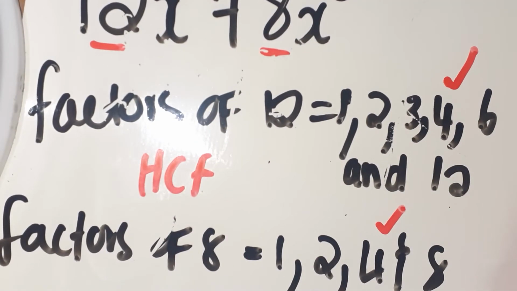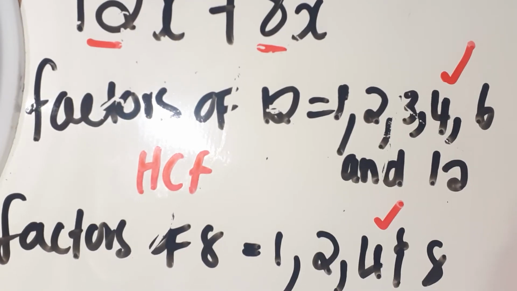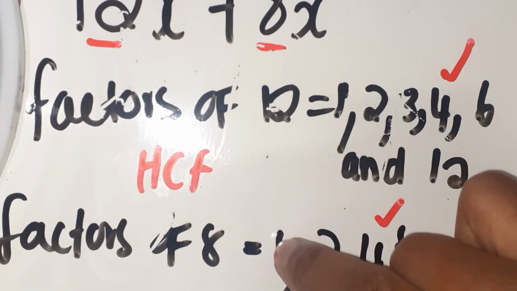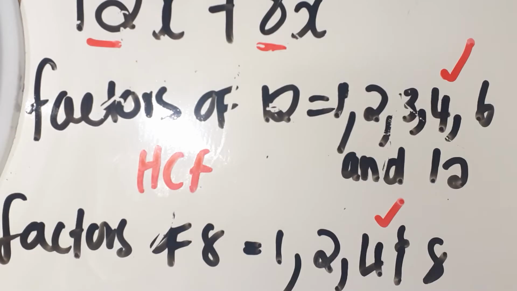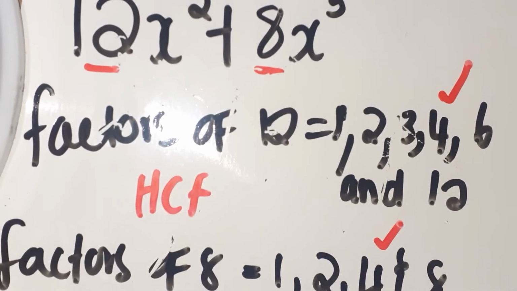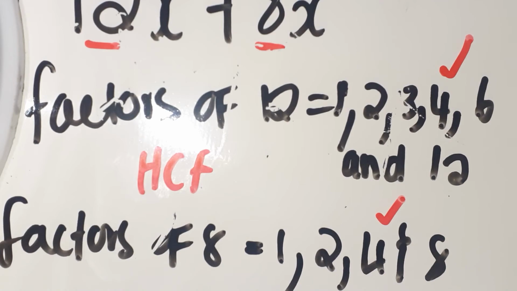And then for 8, you say 8 times 1 gives you 8, so 8 and 1 are factors of 8. And 4 times 2 gives you 8, so 2 and 4 are factors of 8. You have 1 as a factor of 8 and of 12, and 2 as a factor of 8 and of 12. But you take the highest common factor, the factor that appears for both 8 and 12. So here we have identified the highest common factor as 4.